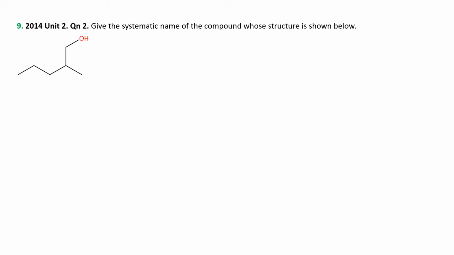So switching gears and starting to talk about naming compounds here. Well, first of all, we've got this nice little alcohol. So we first of all find the longest chain. There it is, 1, 2, 3, 4, 5. So that makes it pent.